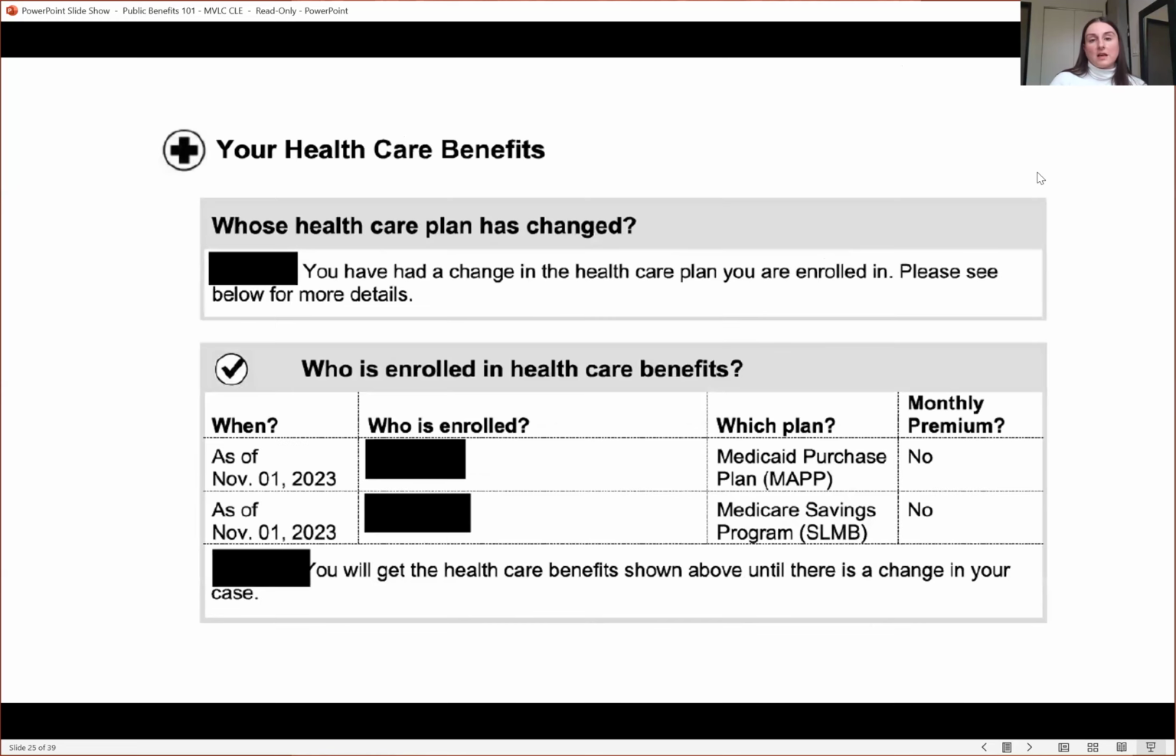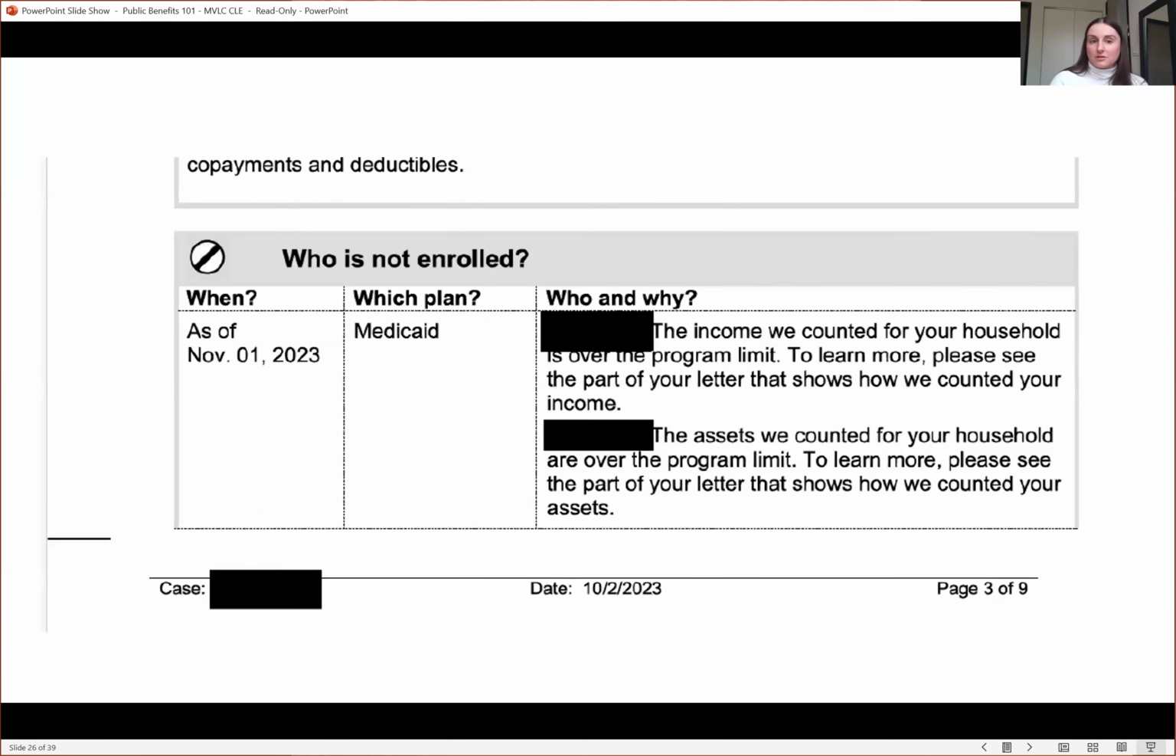And then the next page, it'll say what's happening with the benefit, what's changed? Do you have a change in healthcare plans that you're enrolled in? And then it'll say you're now enrolled in healthcare, you're enrolled in MAP and the Medicare Savings Program. And that's great, enrolled in 2 Medicaid programs. But the confusing part of the notices is the next page where it says who's not enrolled, and then it says this person's not enrolled in Medicaid. And a client will read that, anyone will read that and say, so am I enrolled?